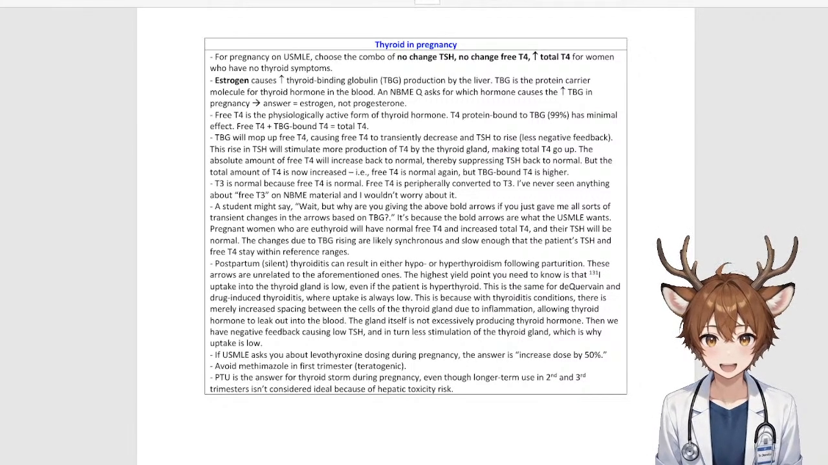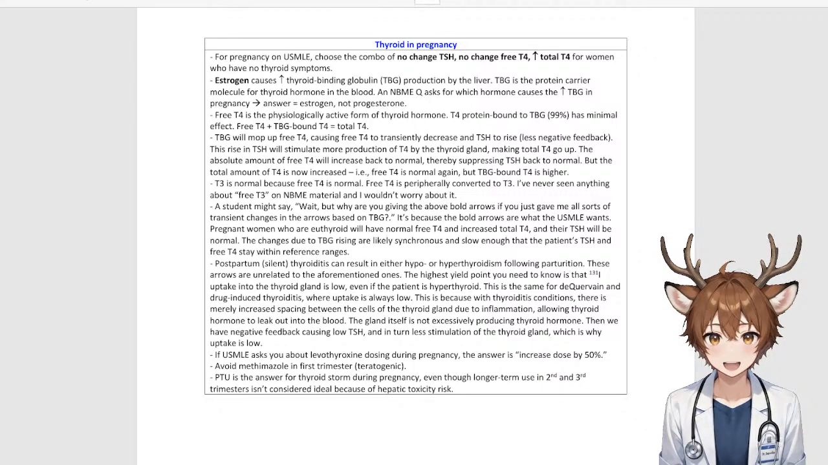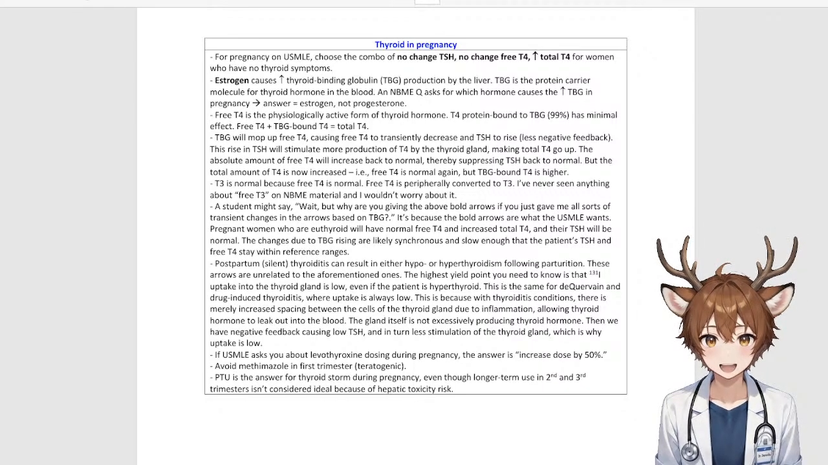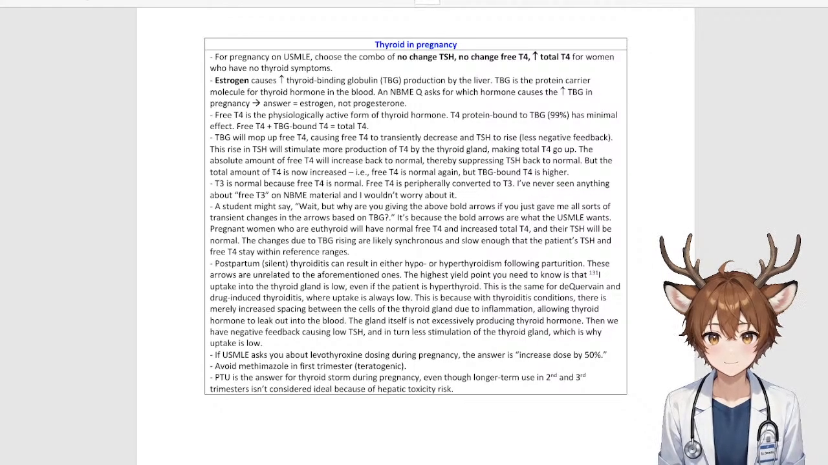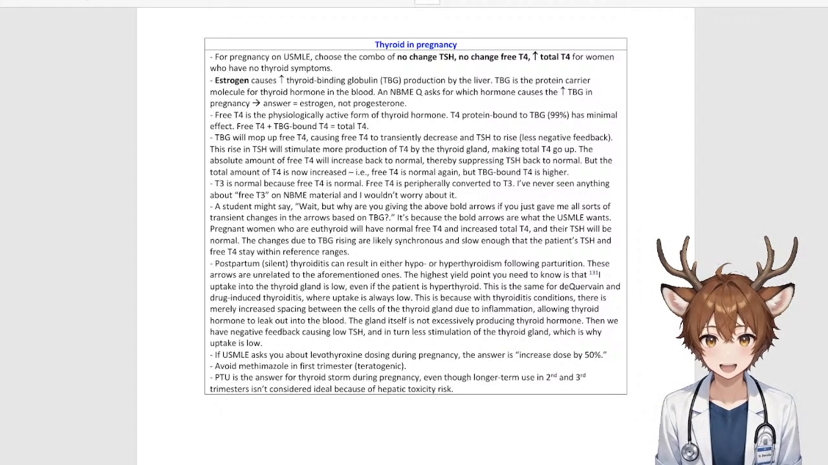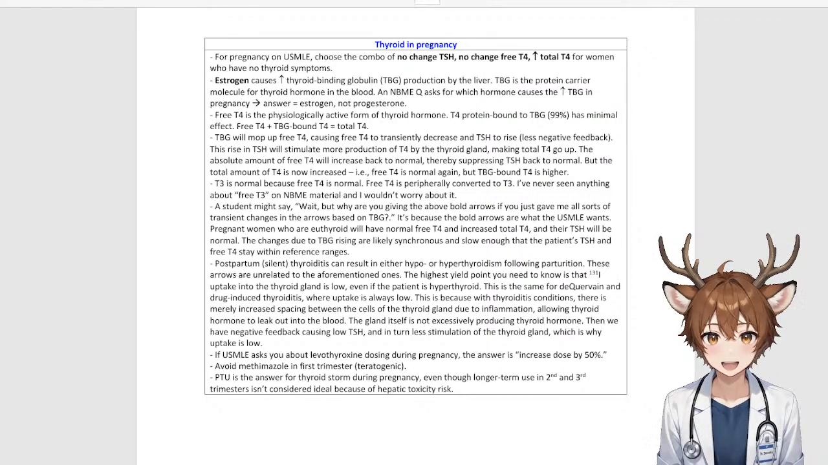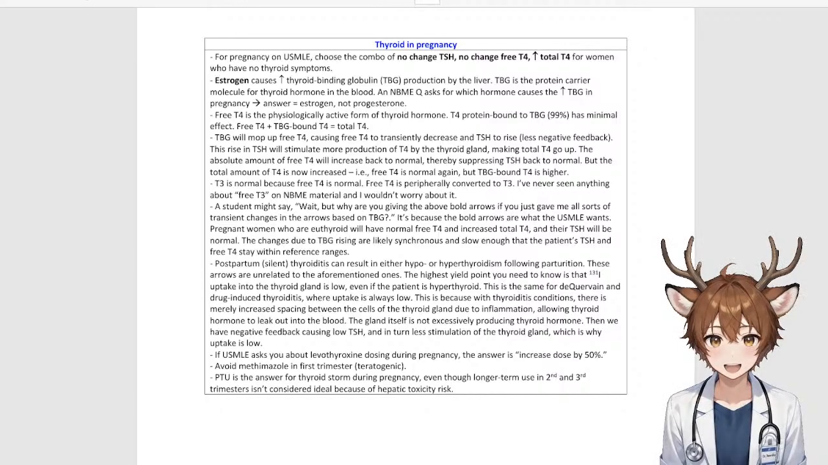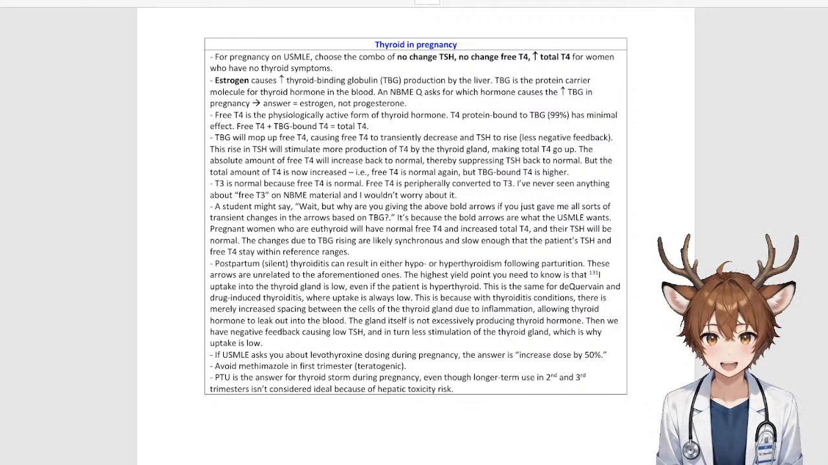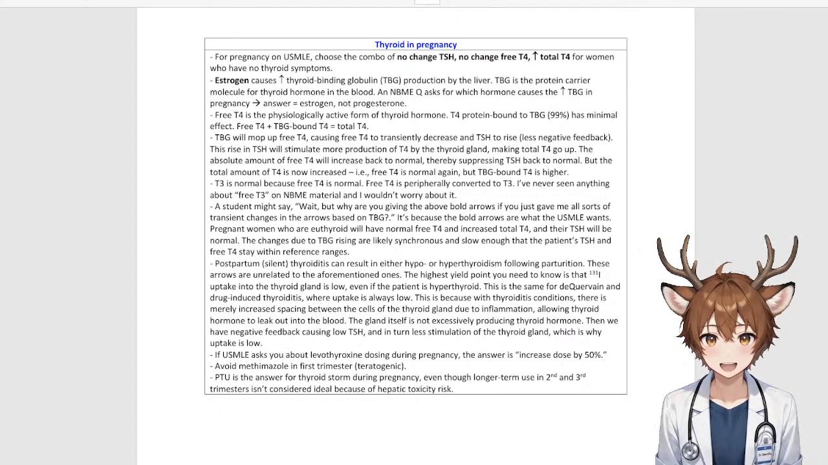A student might say, wait, why are you giving the above bold arrows if you just gave me all sorts of transient changes in the arrows based on TBG? It's because the bold arrows are what the USMLE wants. Pregnant women who are euthyroid will have a normal free T4, an increased total T4, and their TSH will be normal. The changes due to the TBG rising are likely synchronous and slow enough that the patient's TSH and free T4 stay within reference ranges.